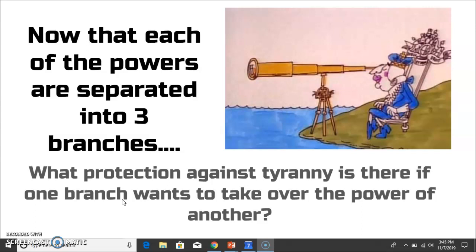We've already talked about that each branch has a separate power, and this cuts down on the concentration of power in one place. So now that we have the 3 branches, what protection is there to protect every single branch from having the power to overtake another? Instead of having one king, what's to prevent all 3 branches having 3 kings? So we need to look at another protection against tyranny, to prevent another problem that we had when we were with Great Britain.